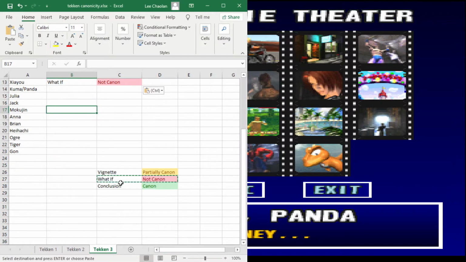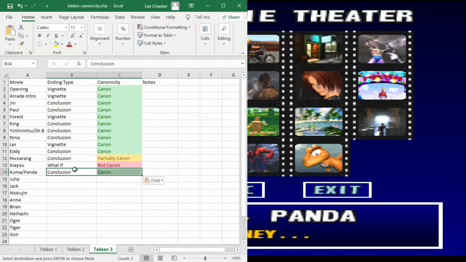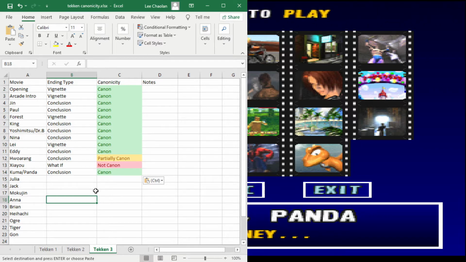Poor Kuma. That is a conclusion canon, unfortunately, for Kuma and Panda. Kuma is in love with Panda, in case you didn't know from the story, and Panda doesn't ever give Kuma the time of the day. She just doesn't care about him, and it's kind of a running joke in his character arc.